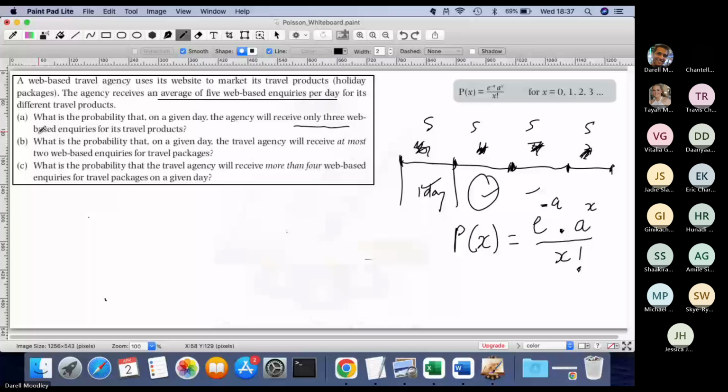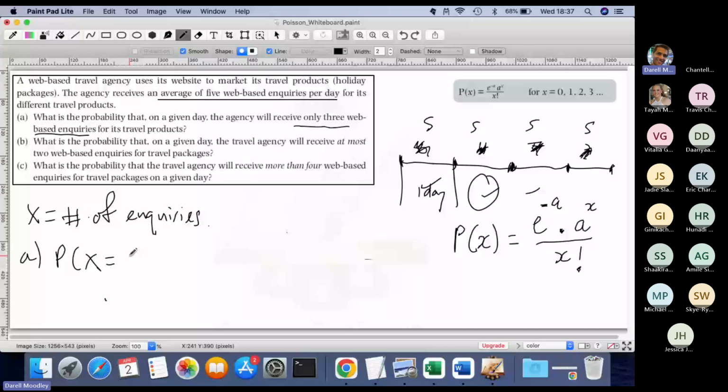Remember, we're counting something happening. That's what discrete distributions do. And what we tend to count here is the number of inquiries. So that's what our X is. X is the number of inquiries. And A is asking us for the probability that X is equal to 3. They want to know the chance of getting 3 web-based inquiries. Does that make sense, what I've formulated here?